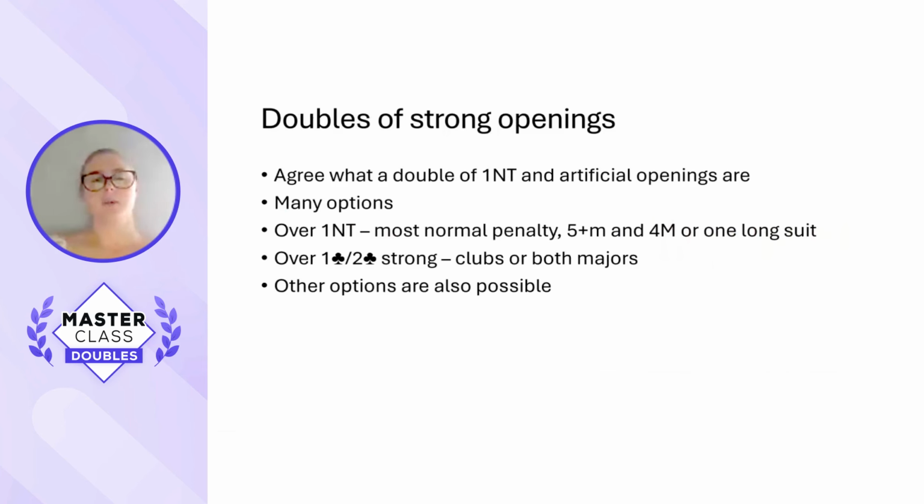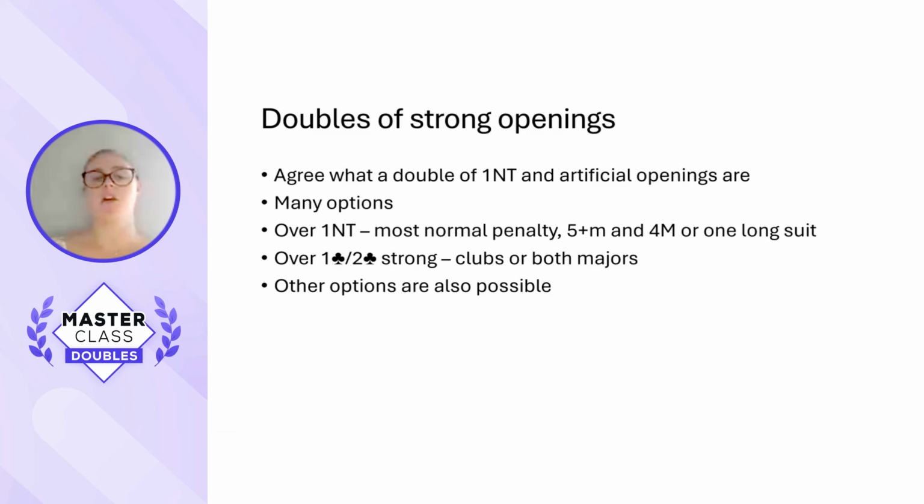And then lastly, I just want to mention something, and that is doubling of strong openings. You have to agree what you do if opponents open a 1 no trump or an artificial opening, such as a strong 1 club, a strong 2 club, a strong 2 diamonds, whatever. You have to agree with your partner what you do. There are a lot of options, and it's not necessarily that anything is standard. It depends a little bit on the country, and you have to be careful so that you don't get into misunderstanding. And if you haven't agreed with your partner, maybe the safest thing is to just not double.